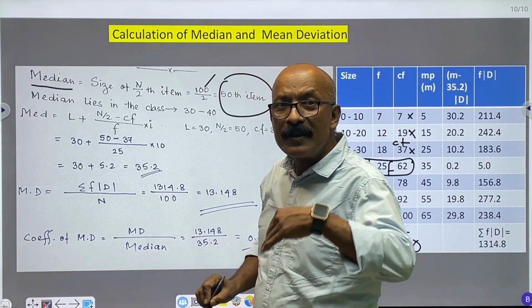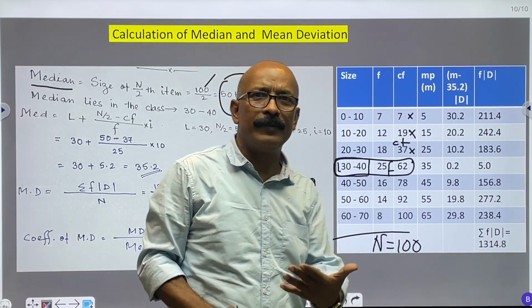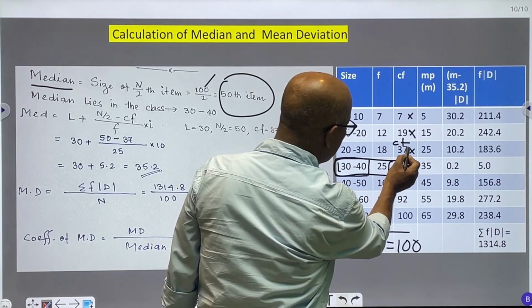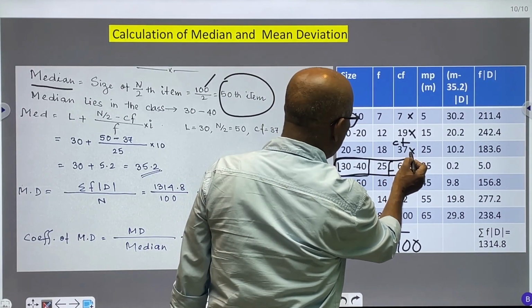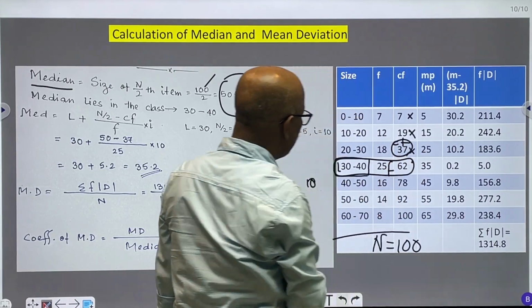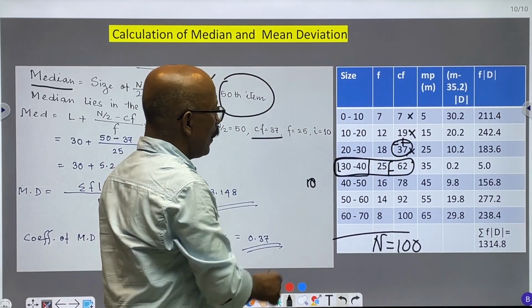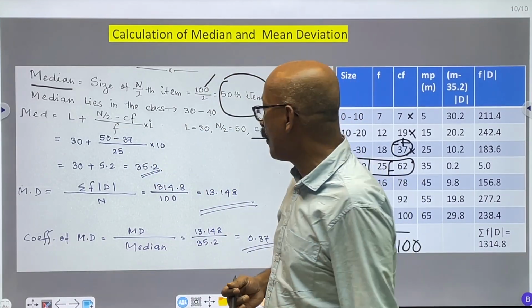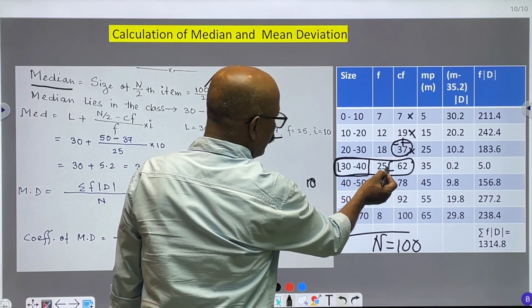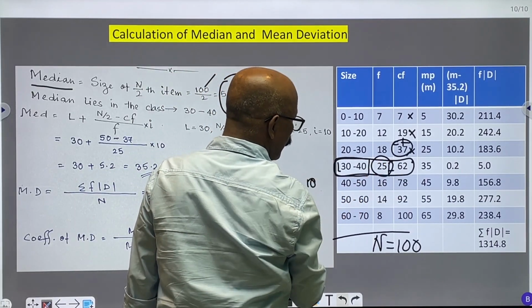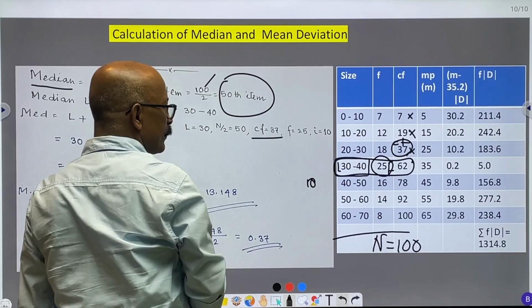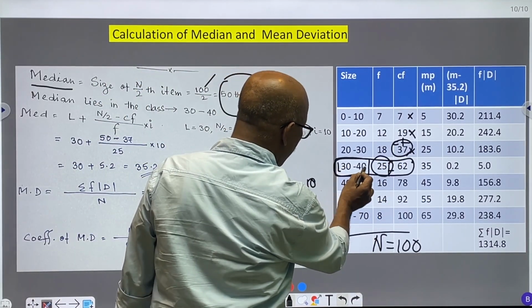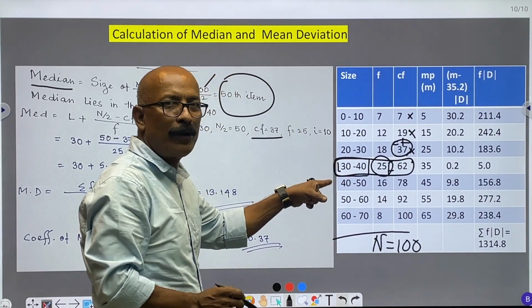Then CF means cumulative frequency immediately above the median class. This is the median class now. So the cumulative frequency immediately above the median class, the value of CF will be 37. Here you see this is 37. And F means frequency of the median class. So after recognizing the median class, the frequency in the alignment of this median class will be F, and I is the difference between the upper limit and lower limit of the median class.